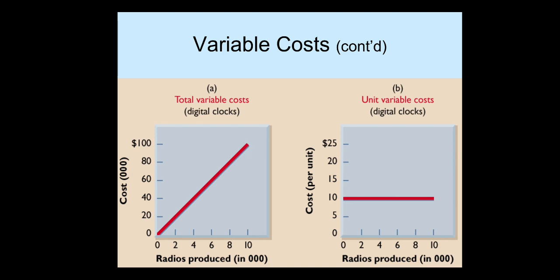B is the graph for unit variable cost. The unit variable cost is the same no matter how many units the business produces. See there the graph, whether the business produces 2 units or 6 units or 10 units, the variable cost per unit is still the same. 1 unit, the variable cost is 10. At any level, the variable cost is the same. So that is the nature of the graph for unit variable cost.